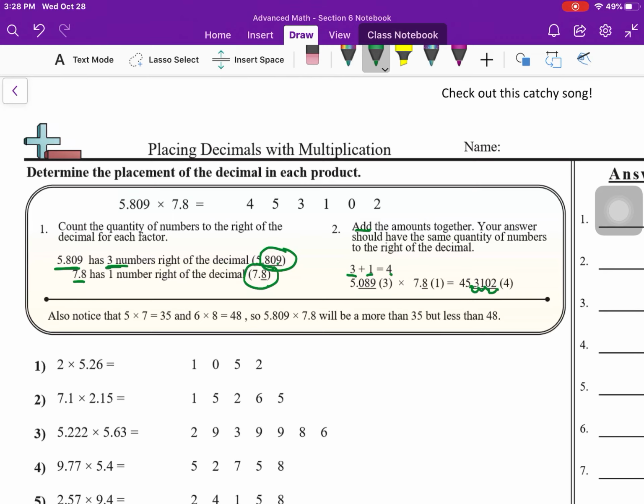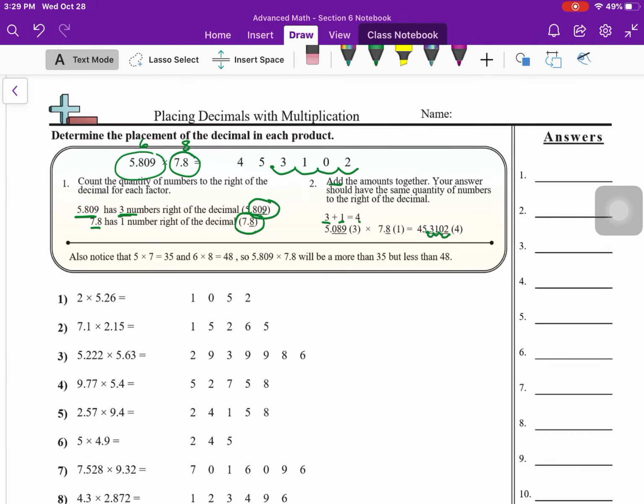It's also a good idea to round to know where to put your decimal. So if I'm going to round this whole number, it's going to round to 6. If I'm going to round this whole number, it's going to round to 8. And 6 times 8 is 48. So where am I going to put a number that's something close to 48? I know I have to put it there. But again, I can also count 1, 2, 3, and 4.